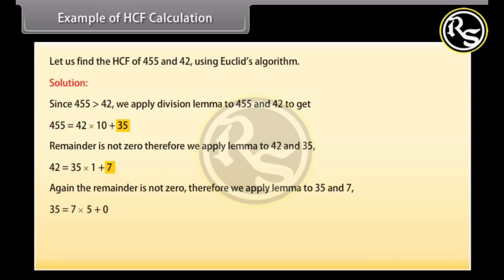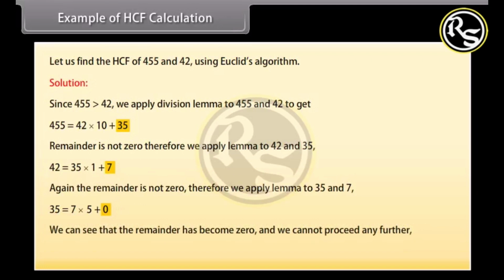35 = 7 × 5 + 0. We can see that the remainder has become 0 and we cannot proceed any further. Therefore, the HCF of 455 and 42 is the divisor at this stage.